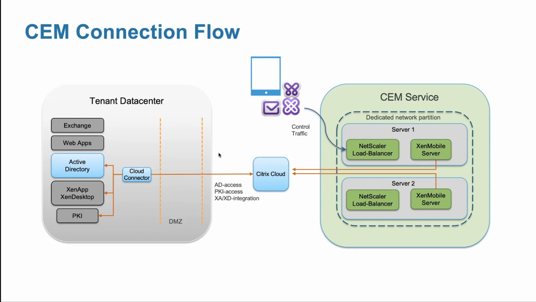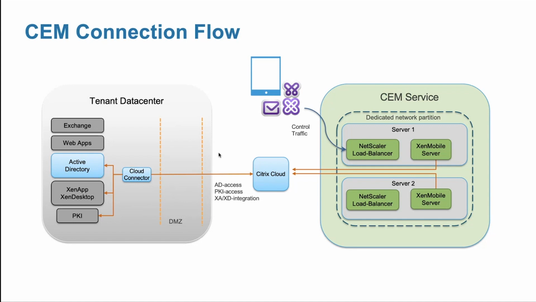So when a device enrolls into the environment, Secure Hub will connect up on the device and talk to the Endpoint Management Service in the cloud. Then when the user needs to authenticate with typically their Active Directory username and password, the Zen mobile service will make a call from the service to the Citrix Cloud backplane into the Cloud Connector to your Active Directory, for example.